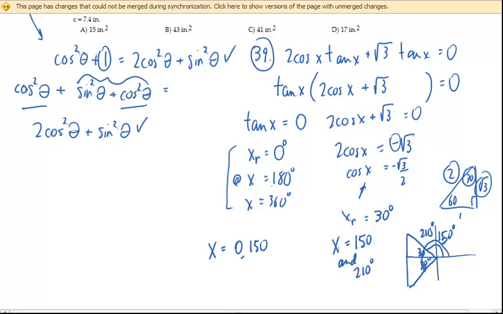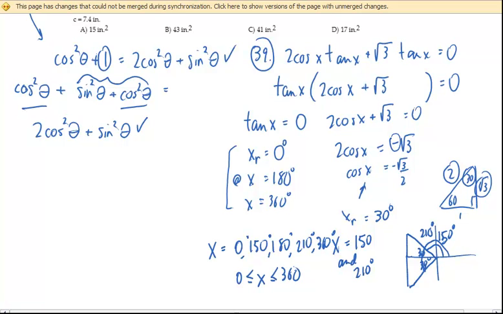You put it all together, and actually 5 answers would work: 0, 150, 180, 210, and 360 when you combine all of the solutions. And that's again if it said find all solutions for x between and including 0 to 360.